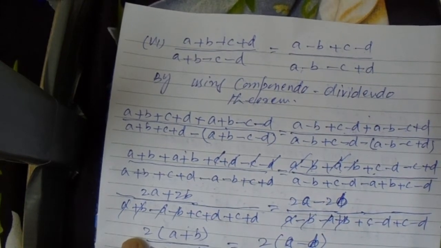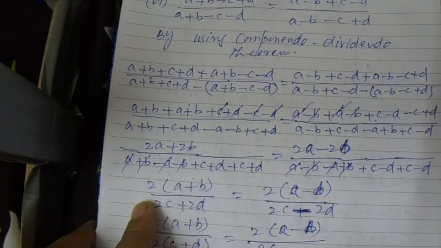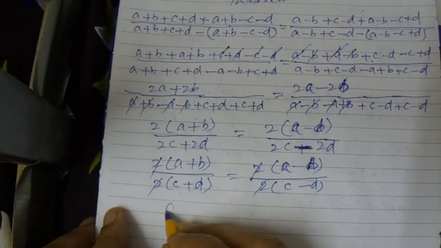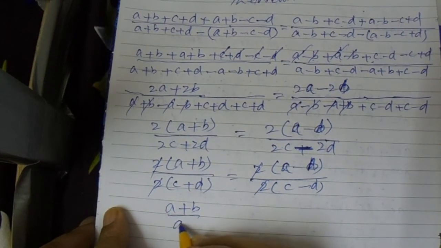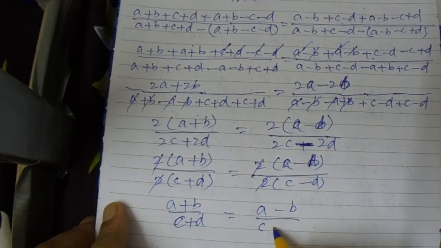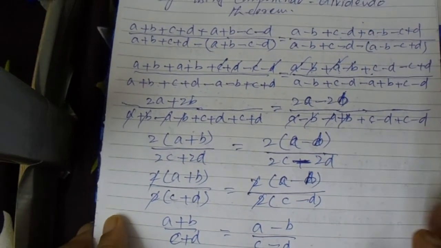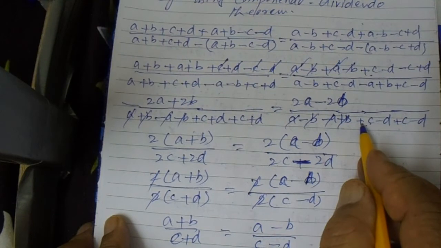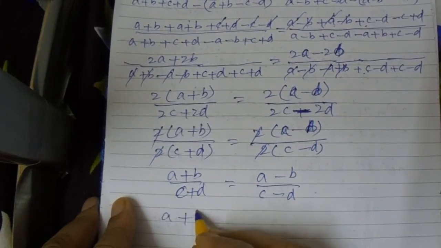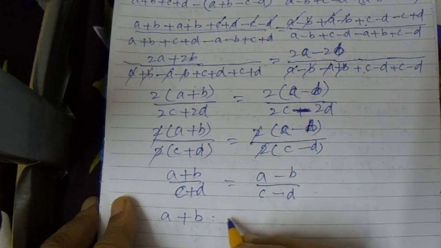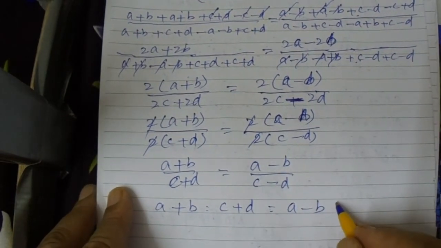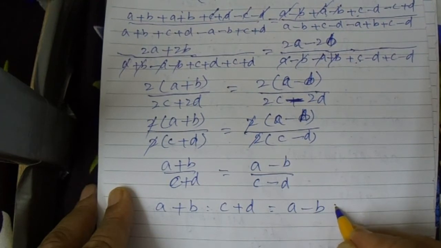Now this A and B, and we write here C minus D, C minus D. This will cancel, this also cancels, and we have A plus B over C plus D is equal to A minus B over C minus D. Again we write this A plus B ratio C plus D is equal to A minus B and C minus D.